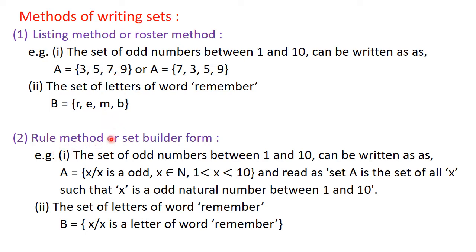Opposite to that, in the rule method we are not writing the elements, instead we are writing the property or a rule which describes the single element of that set. It is important that it is a single element. Always you will find that we are writing x is. We are describing x as a single general element. We are not writing in plural form. We are writing a single general element in singular form. So this way we are writing sets.